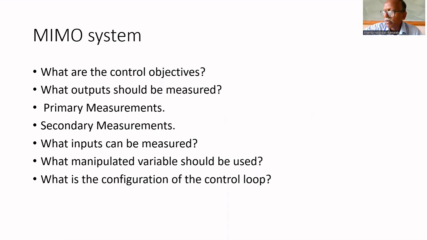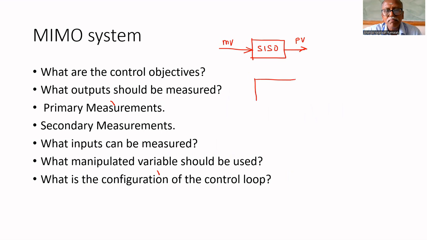What is a MIMO system? What is a SISO system? Single input, single output system. In a single input, single output system, there is only one input, one manipulated variable, and one process variable. That's all. That is a SISO system.